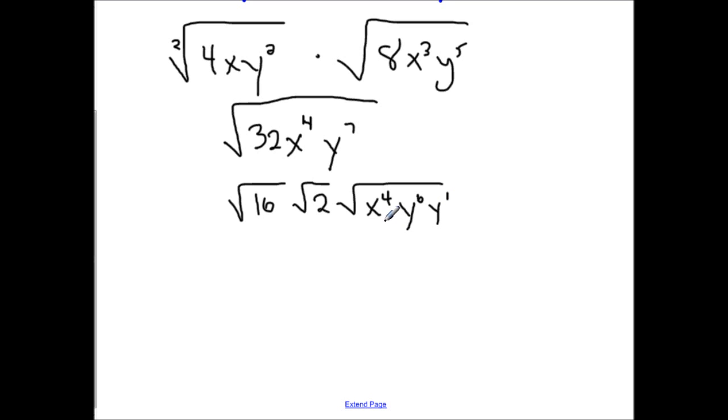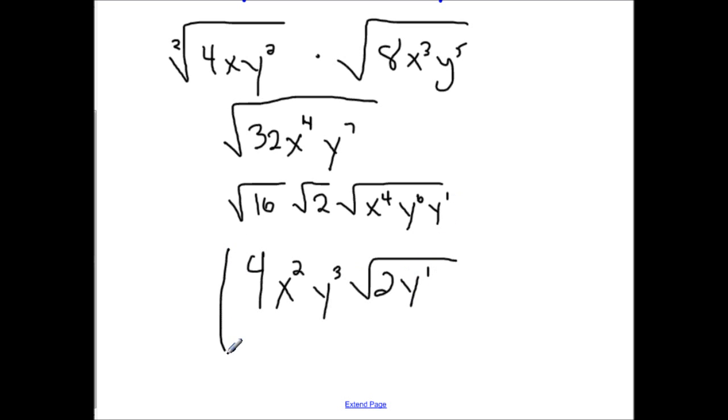So now if we simplify this, square root of 16, that's going to be 4. And the square root of x to the 4th, that's going to be x squared. And the square root of y to the 6th is y to the 3rd. So what's left over is the square root of 2 and the square root of y to the 1st. So after we simplify this, our answer is 4x squared y to the 3rd and then the square root of 2y to the 1st.